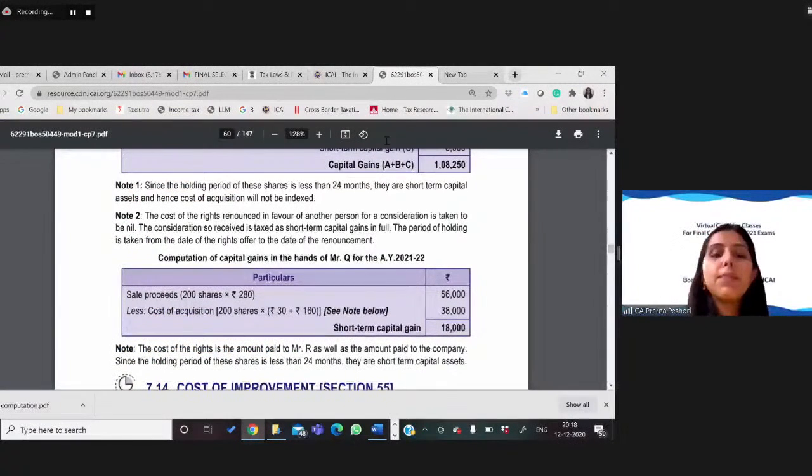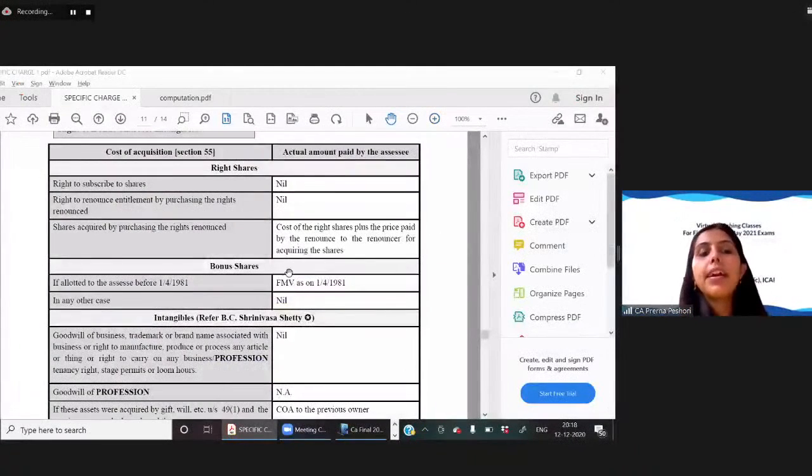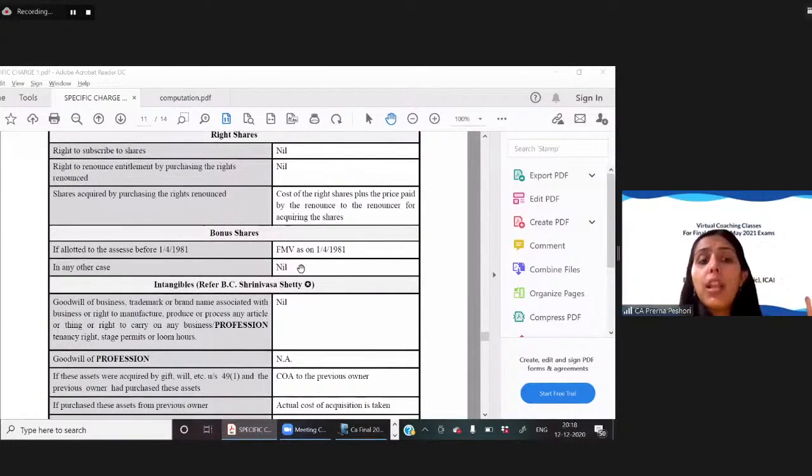Okay. So let's proceed further now. Now, as I said, for goodwill of business, it will be nil. For trademark, brand name associated with a business, right to manufacture, produce or process any article or thing, or right to carry on any business or profession, it will be nil. But only for goodwill of profession, it is not applicable. Clear? Any doubts till now?